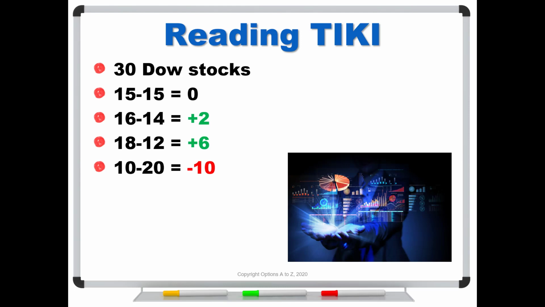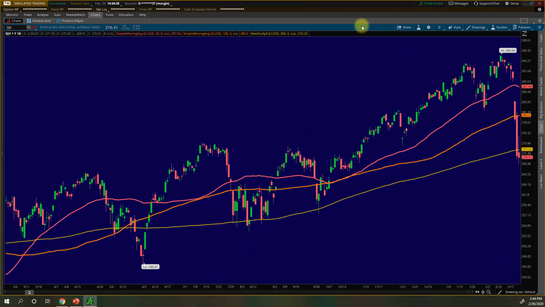But let's go over to the Thinkorswim platform and see how this works during a live market. So here's a look at the Thinkorswim platform, and we're looking at the DJX, which is just a 1/100th index of the Dow. So here's what it looks like over the past year. This is a day chart.